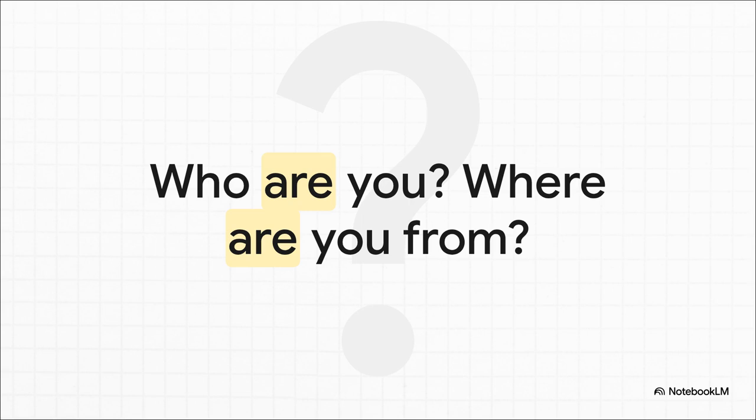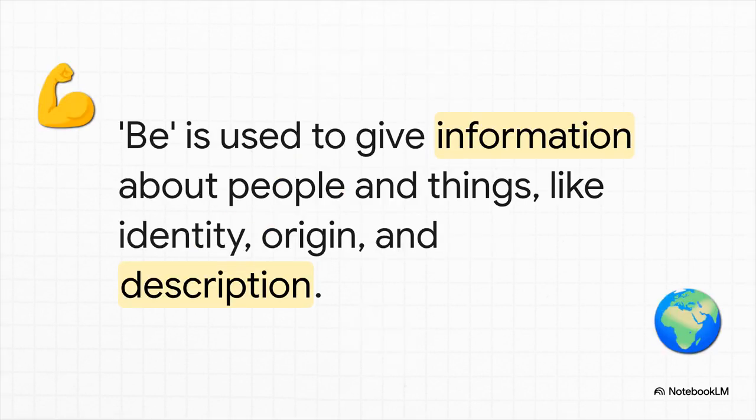So, right off the bat, let me ask you a couple of things. Who are you, and where are you from? See that? Just by introducing ourselves, we're already using the verb to be. It really is everywhere. And that's because be is the verb you need to talk about pretty much everything. It helps us share who we are, where we come from, and describe the world all around us. It's kind of like the engine that makes so many of our sentences actually go.